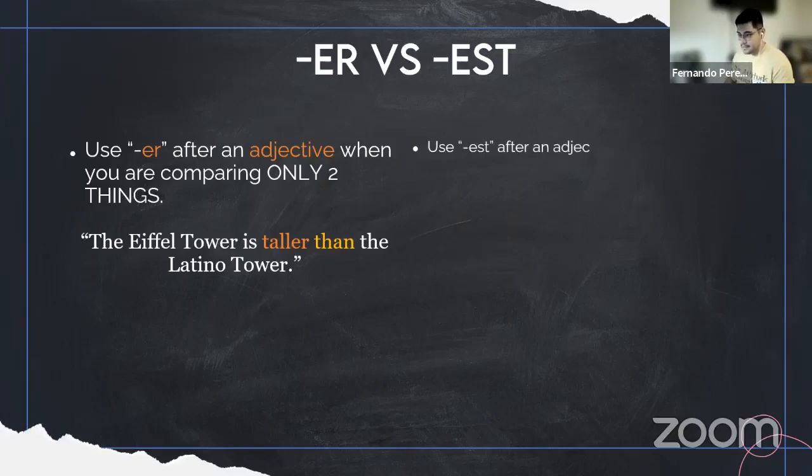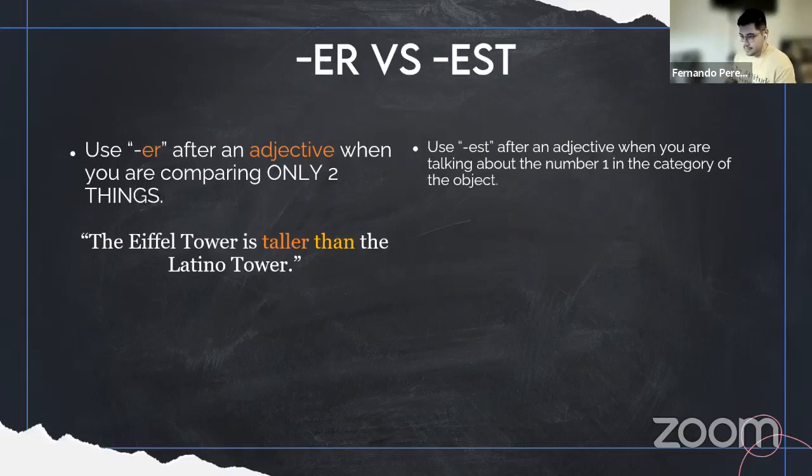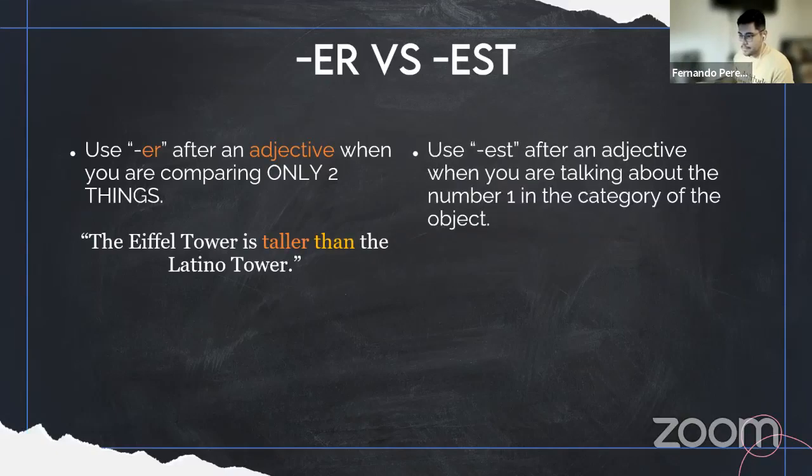After an adjective, you are talking about the number 1, the category of the object. The number 1 in the category. This information is super important because it's a different comparison.